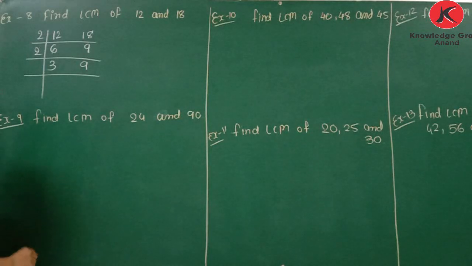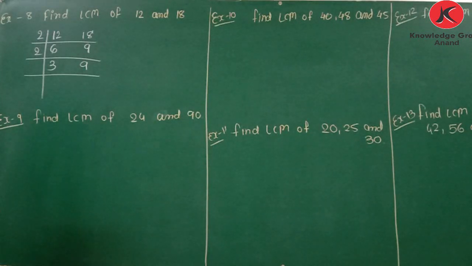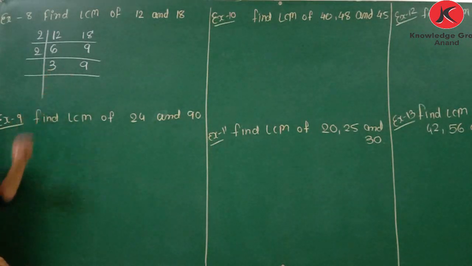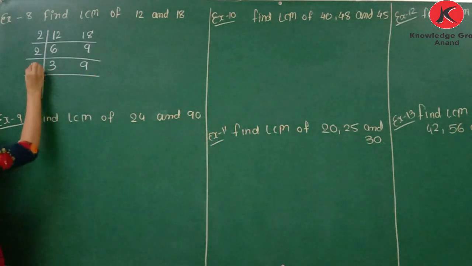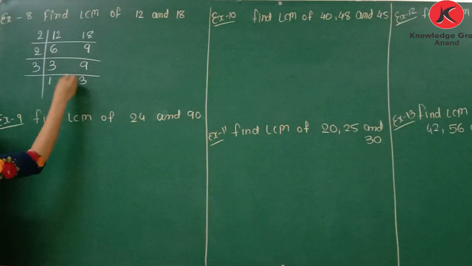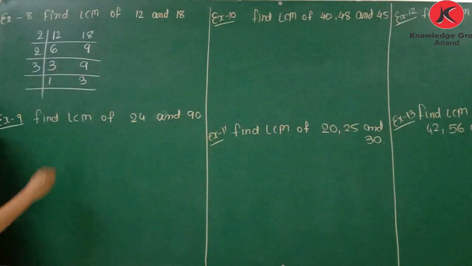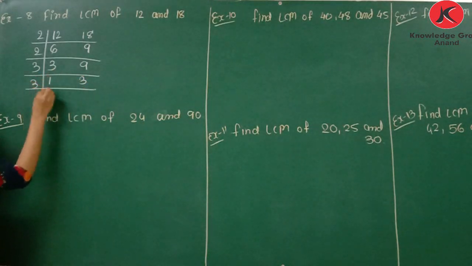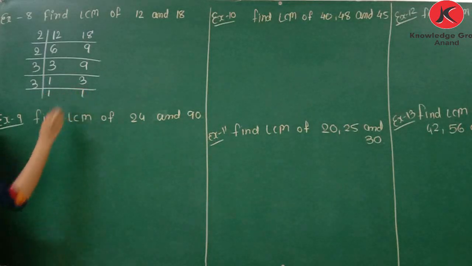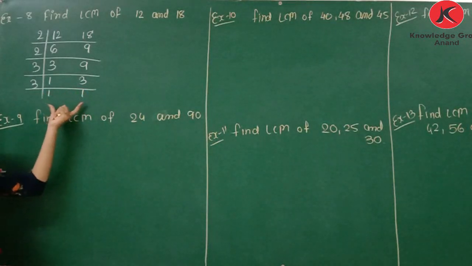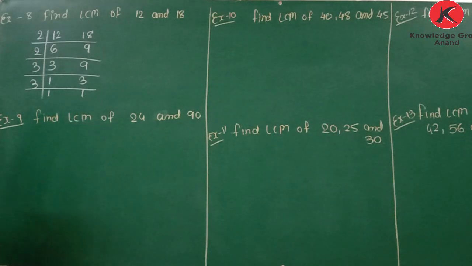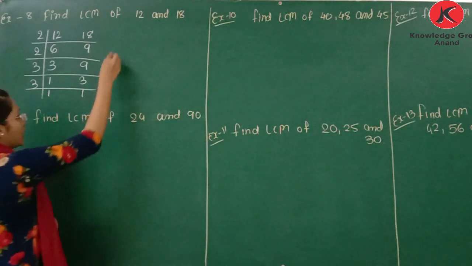That's why we need to take the next prime number, that is 3. So now 3, is there any number that is divisible by 3? Yes, both numbers are divisible by 3. So 3 1s are 3, 3 3s are 9. Now one more, 3 1s are 3 and 3 1s are 3. You need to write the factors until you get 1 at the last step. Clear? So what is the LCM?